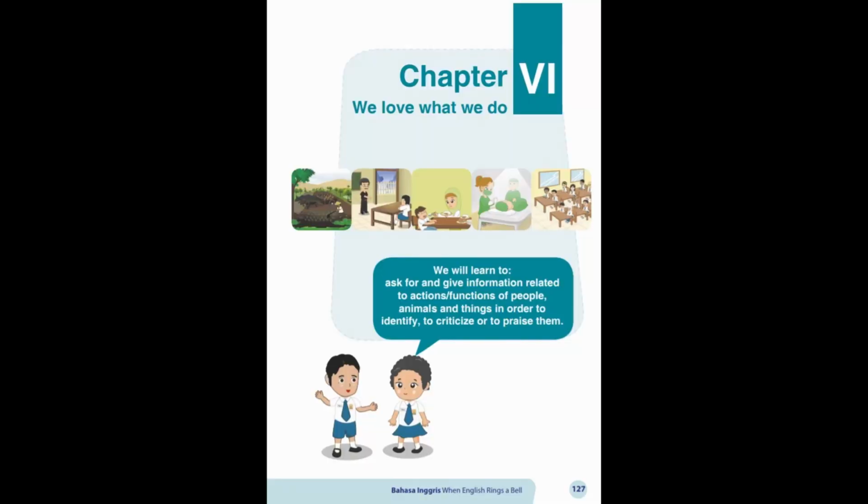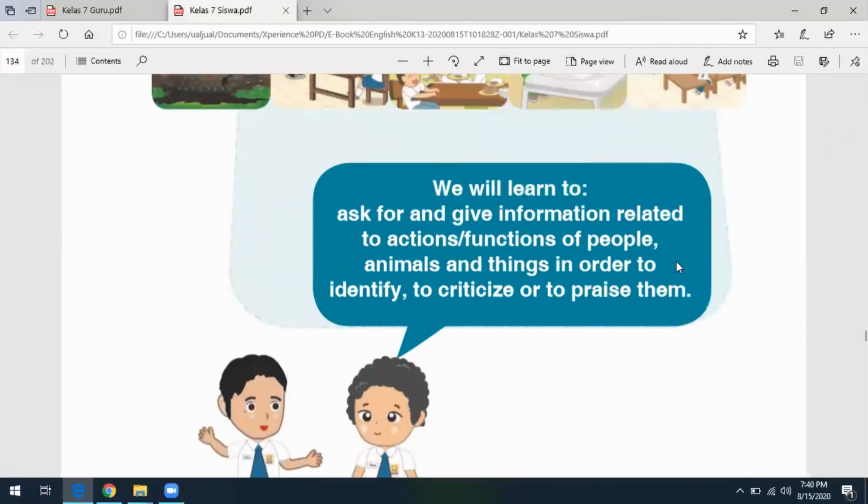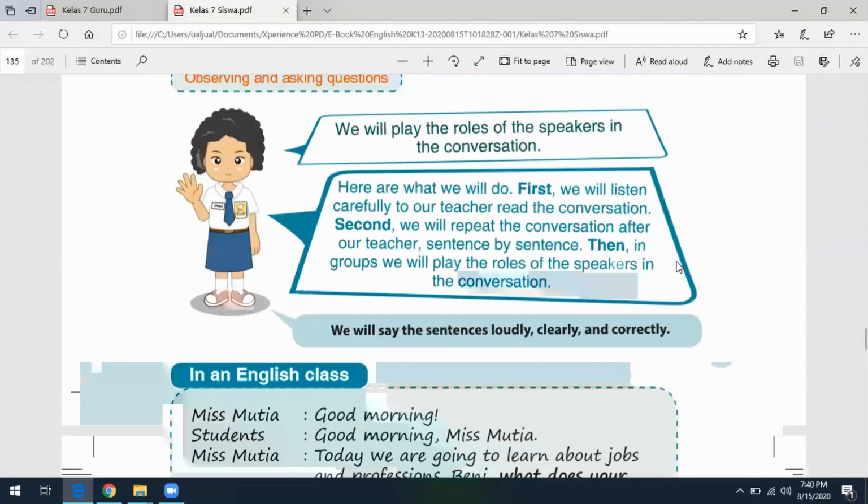Okay, Bapak Ibu, now let's take a look at the second example. For this one, I will be using a book called When English Rings a Bell. This is the book that our government suggests us to use for English lessons. This is for grade 7. Okay, so let's take a look at the book. So I'm using chapter 6 as the example, and the title of chapter 6 is We Love What We Do. So let's take a look at the material. This is the learning objectives, and then you have several pages on the material.